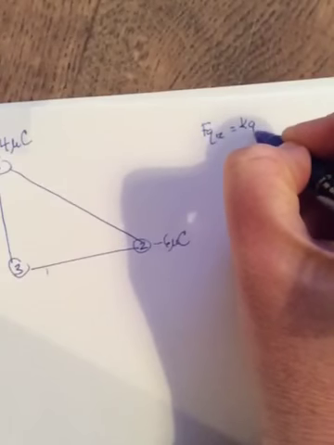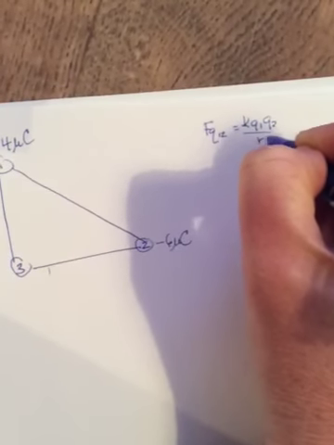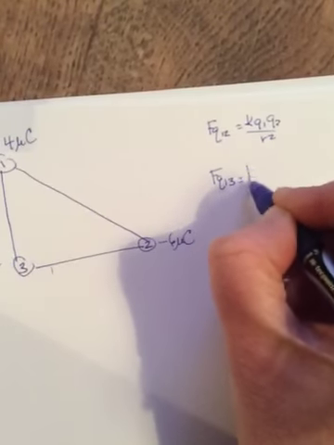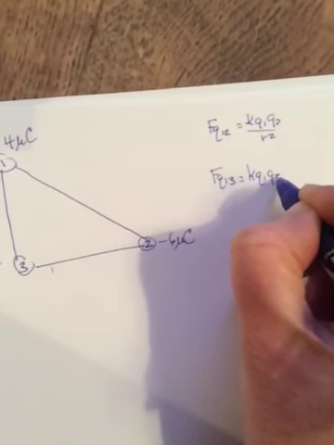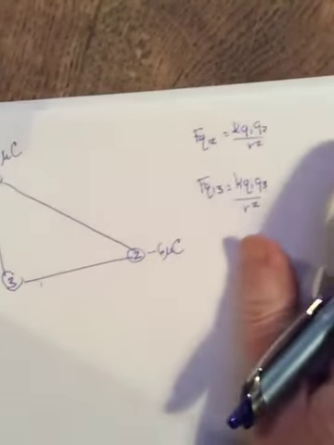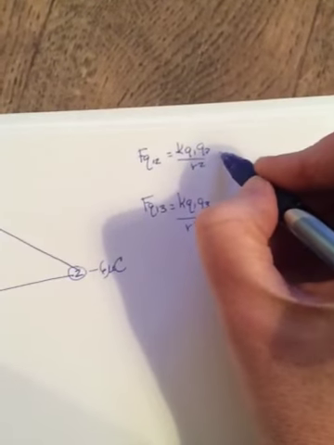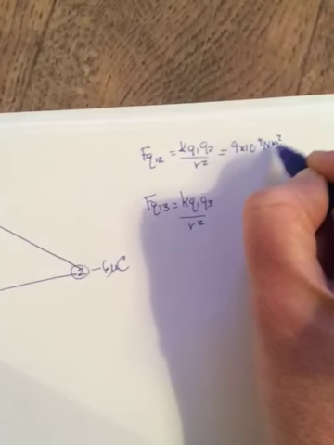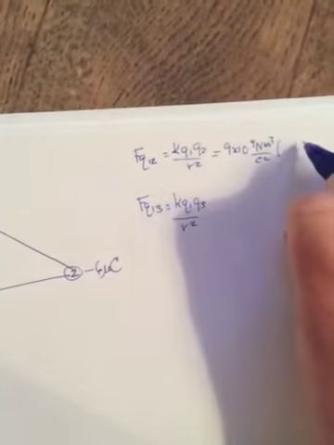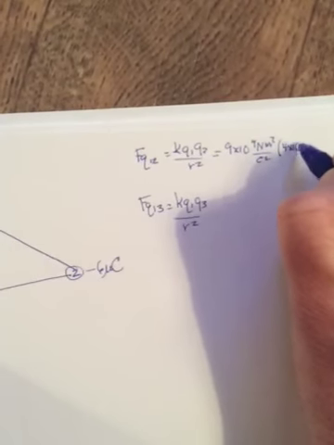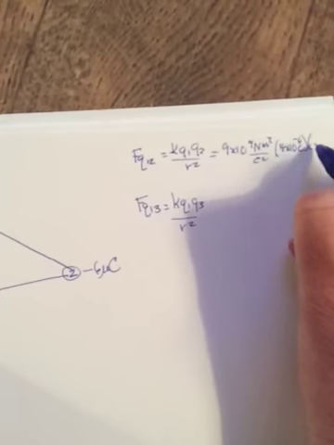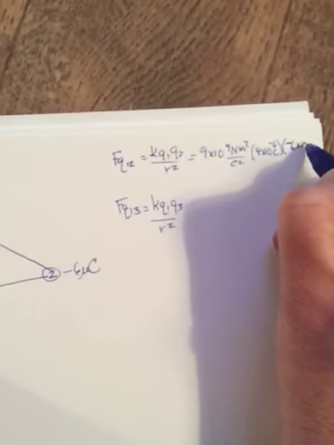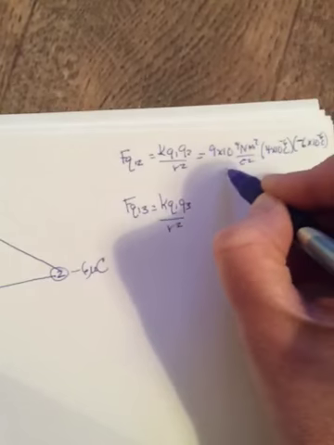which will be KQ1Q2 over R squared, and FQ13, which will be KQ1Q3 over R squared. So K is 9 times 10 to the 9th Newton meters squared per coulomb squared. Q1 is the 4 times 10 to the negative 6 coulombs. Q2 is negative 6 times 10 to the negative 6 coulombs.